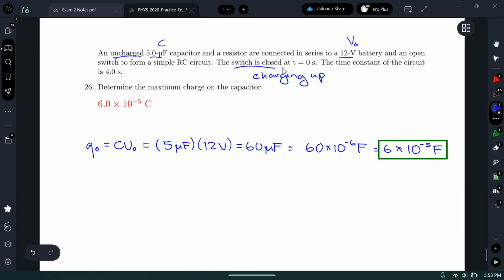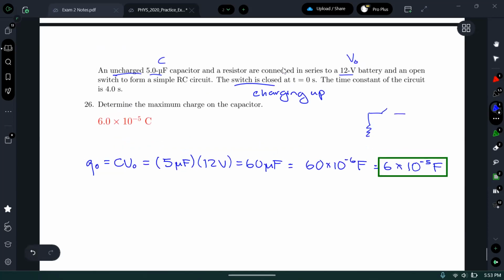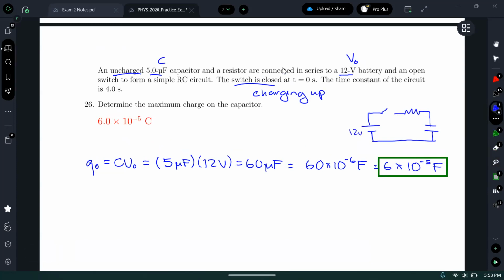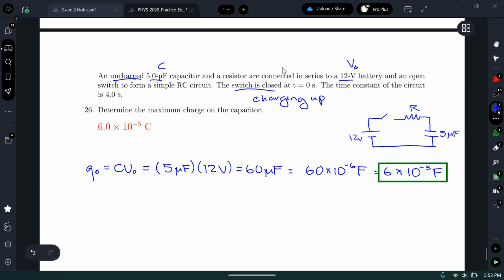We have an RC circuit formed by those things. I'll just draw in a little circuit. I'll put my battery over here. Battery, switch, resistor, and capacitor. And battery is 12 volts. Resistor, I don't know, so maybe I'll just call it R. And then the capacitance is 5 microfarads. We close the switch, and we are given the time constant. So symbol for that is tau. We want to find the maximum charge on the capacitor.